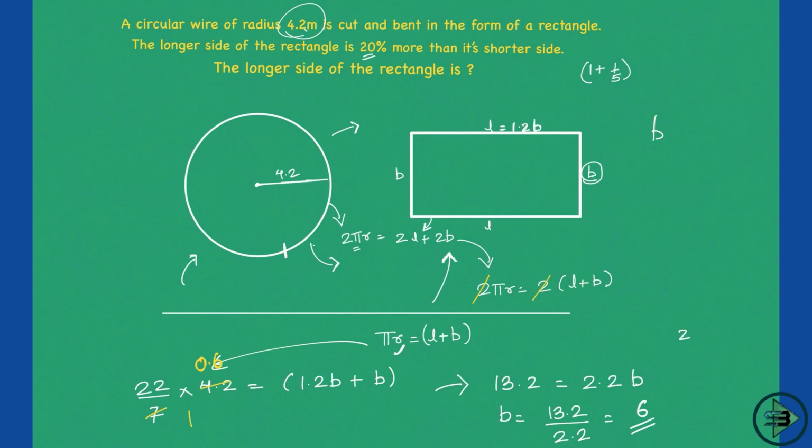So I know B is equal to 6 now. So what is the length? Length is 20% more than this, so it is 1.2 of B, which is 1.2 of 6, because they asked me for the longer side of the rectangle. So that will be 1.2 into this. So L becomes equal to 1.2 times 6, which is 7.2, and that is my answer. So the length, which is the longer side of the rectangle, is equal to 7.2, and this is how simple it is to reach the answer to this problem.